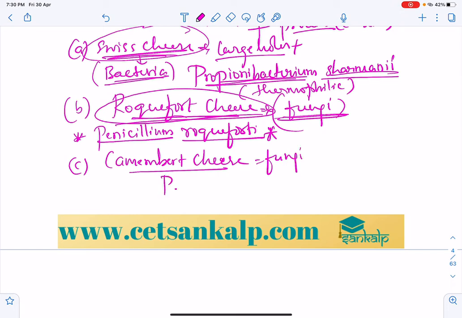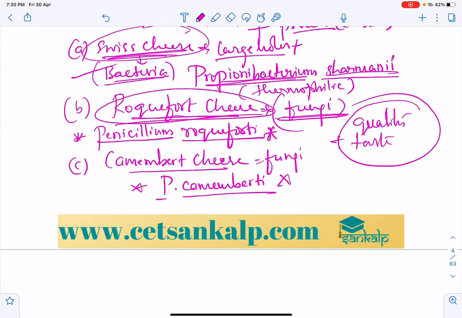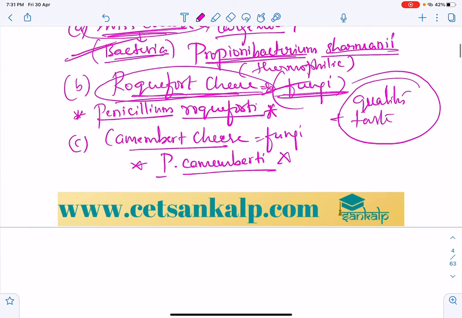That is, in short form, we can write P. camemberti. So this is used to obtain cheese. This is very, very important. The characteristic quality and taste depend on which microbe is used, whether bacteria or fungi. So that is what you have to keep in mind.